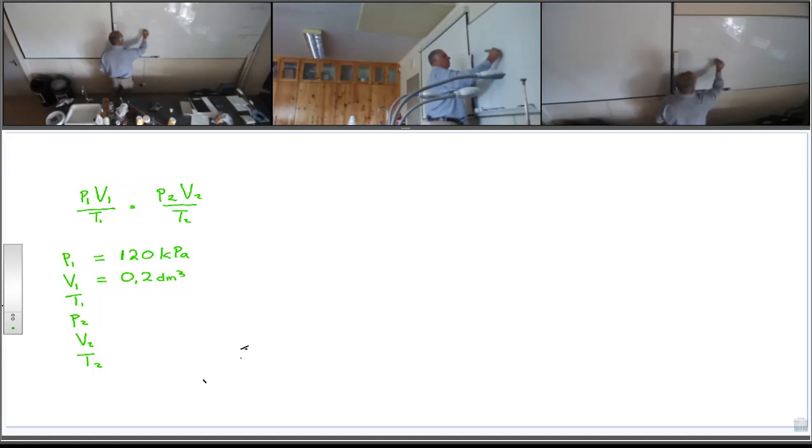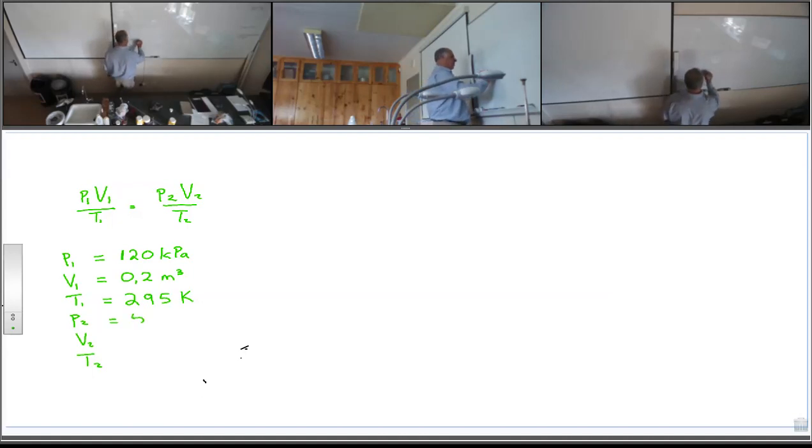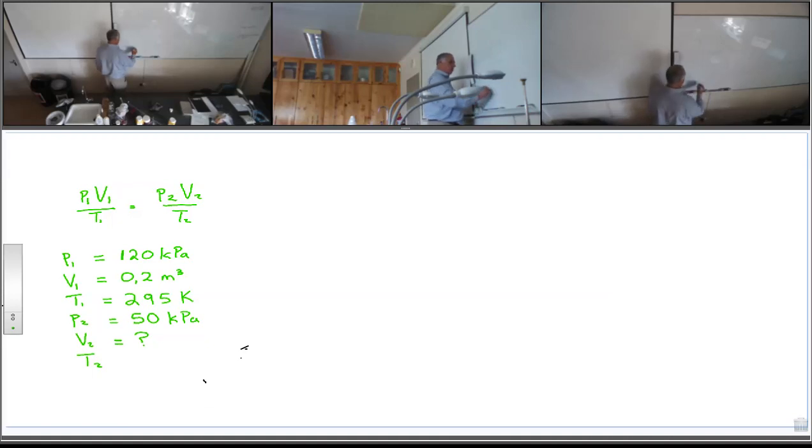What is the initial volume? 0.2 decimeters cubed. Sorry, meters cubed, my apologies. What is the temperature initially? 295 what? Kelvin. Remember, you don't say degrees. The second pressure, the final pressure, drops down to 50 kilopascals. The new volume, the final volume, we'll put it as a question mark, and the final temperature, it's dropped to 275 K.